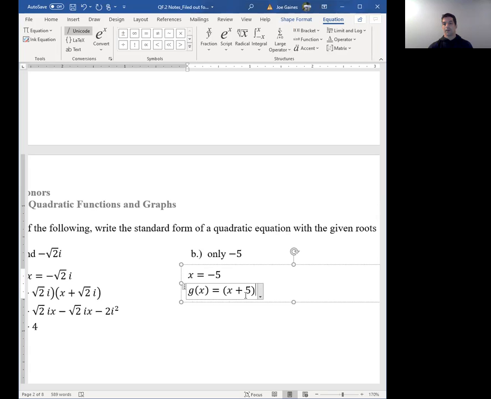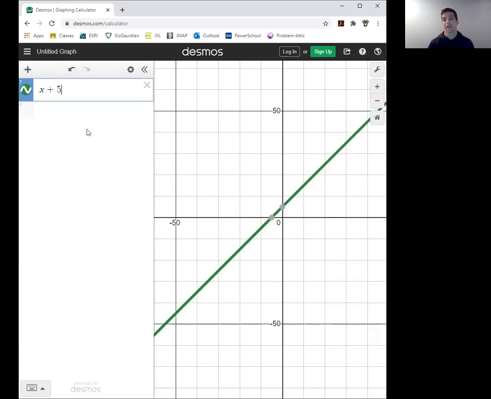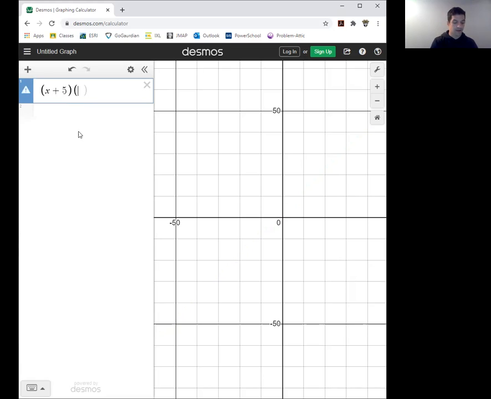This cannot be g of x. This is a quadratic equation, so let me go ahead and show you graphically. If I had x plus 5 and that was it, I have a linear equation, and that's not what we're looking for. We're looking for a quadratic equation. What I know about roots is they can occur more than one time. The same root can occur more than once. So let me see, if I take this and call it x plus 5 times x plus 5, what happens then?